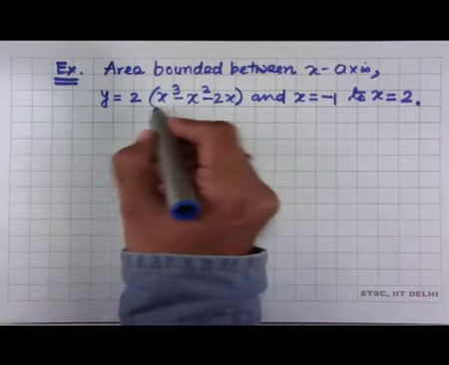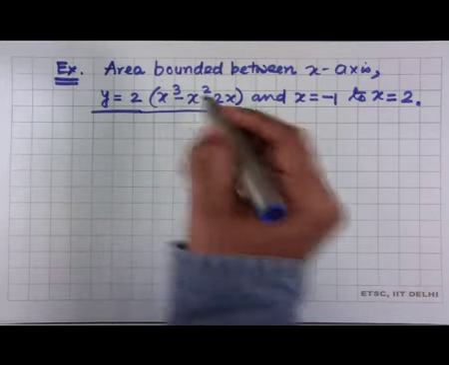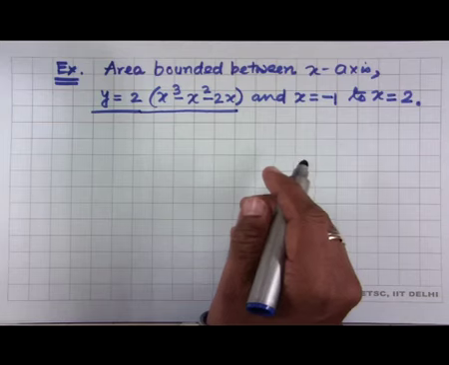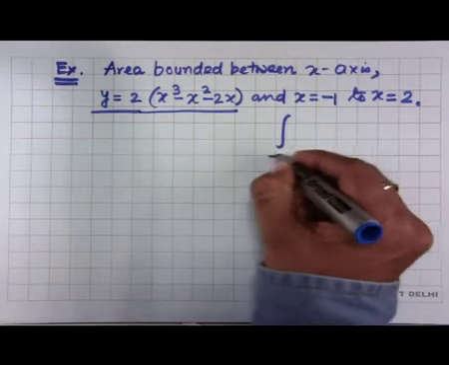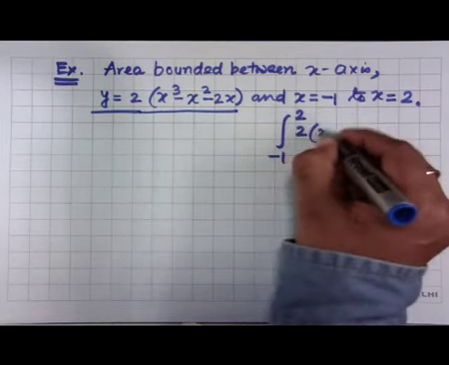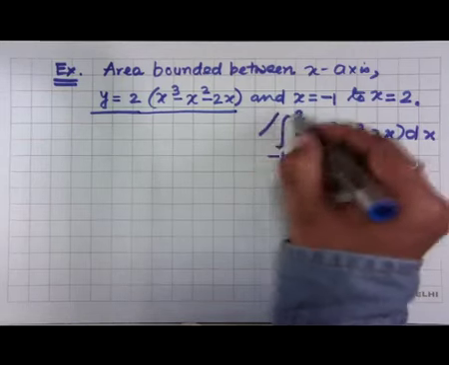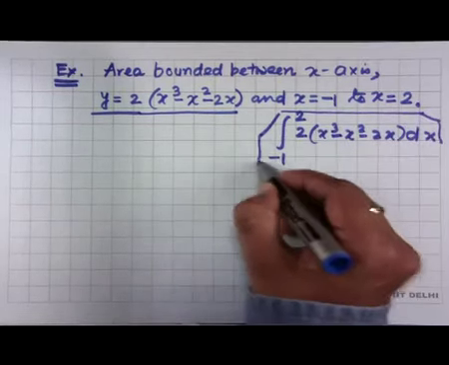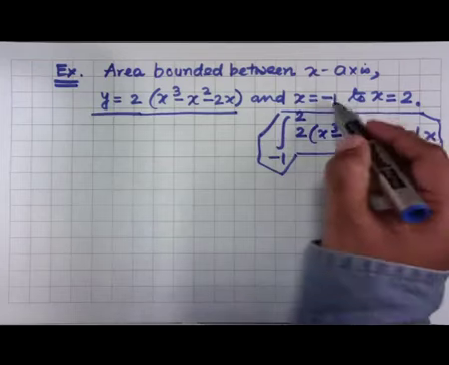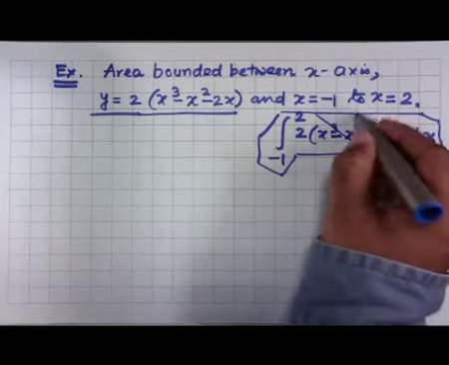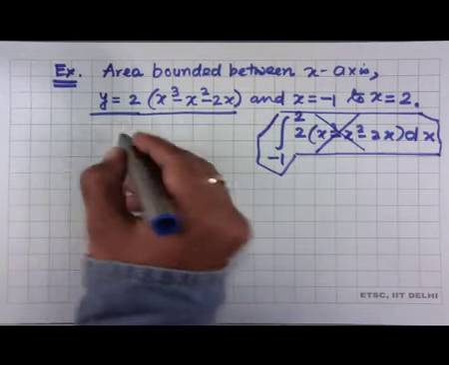Now, it seems that it is difficult to plot this curve y equals 2x cube minus x square minus 2x, but unless you plot you cannot find out the actual area, because if you try to integrate it directly, this will not give you the correct value of the required area, because you do not know where y is positive and negative between minus 1 and 2. So, this is not the right approach.